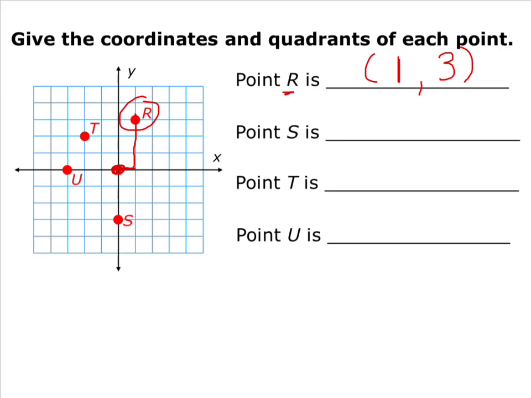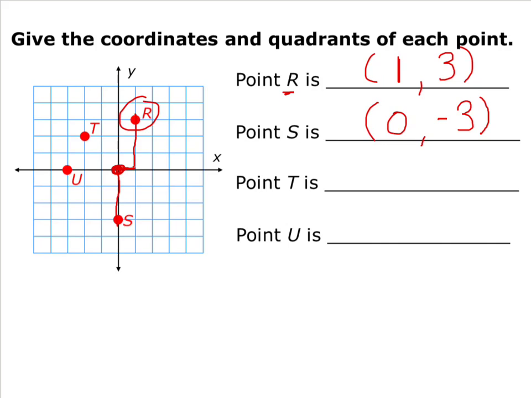Alright, let's take a look at S. Now on S I don't have to move to the left or right at all, so it's simply 0. Then I'm going to have to move down 1, 2, 3. Now, since I'm moving down, my y-coordinate has to be negative. If I was moving up, it would be positive, but since it's moving down, it has to be negative.